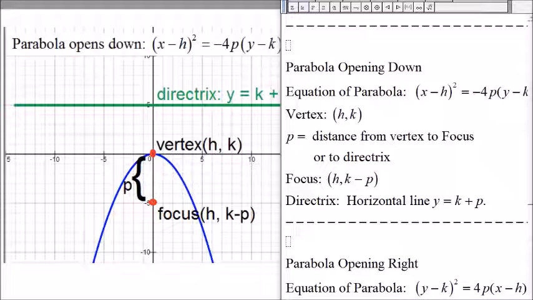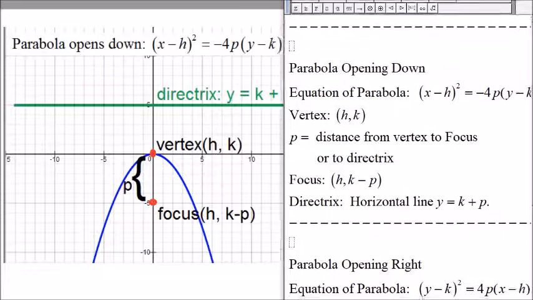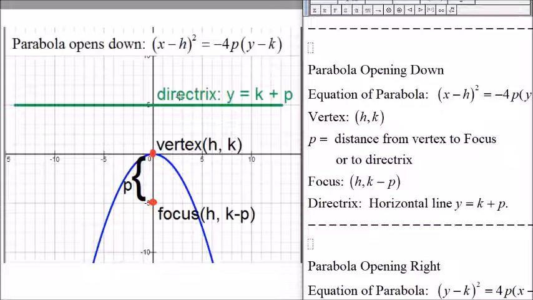And similarly, if we have a parabola opening down, then the vertex is still at (h, k), but the directrix is now above the parabola. The focus is always inside the parabola. So this time the focus is located at (h, k minus p), with the vertex at (h, k). The directrix is the horizontal line y equal to k plus p, because this is (h, k) and the distance from here to here is p, and so that's how we get k plus p.